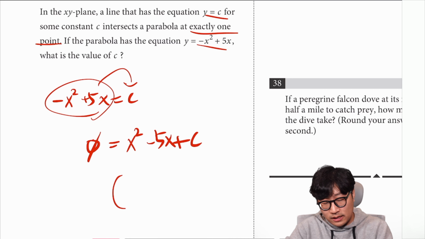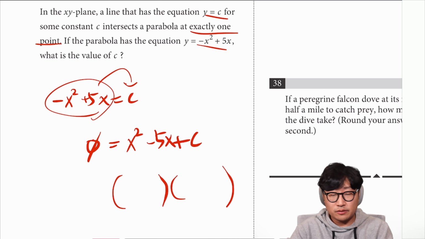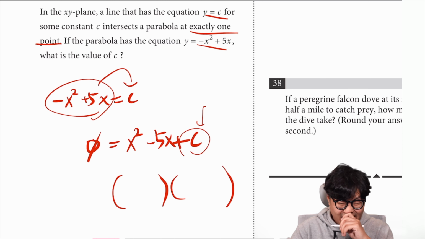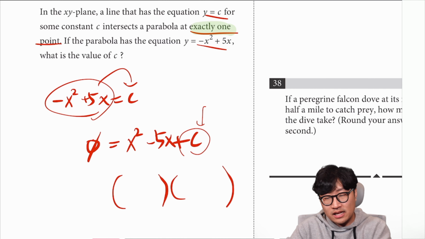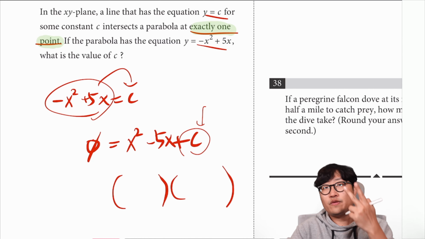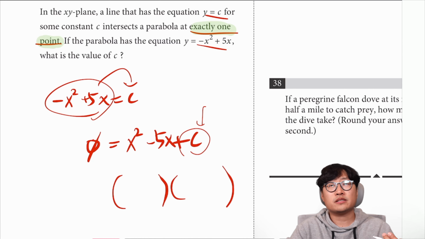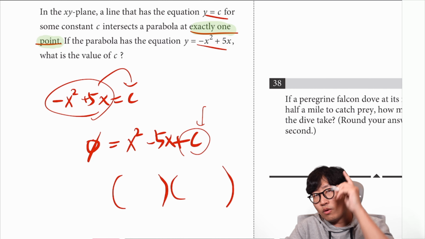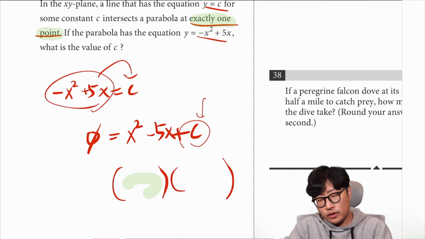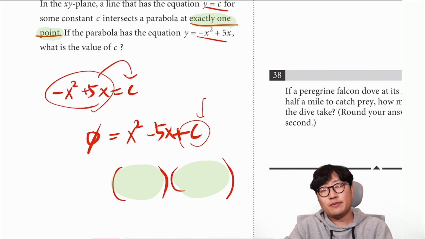Okay, and now I'm about to factor this. Well, obviously I can't factor because I don't know what the c is. But technically I could, because what did they say? They said exactly 1 point. So what do you know? You've got two factors. Can they be different? No, because that would be considered 2 points of intersection. They only said the two graphs intersect at exactly 1 point. So whatever these factors are, they better be completely identical, the same.